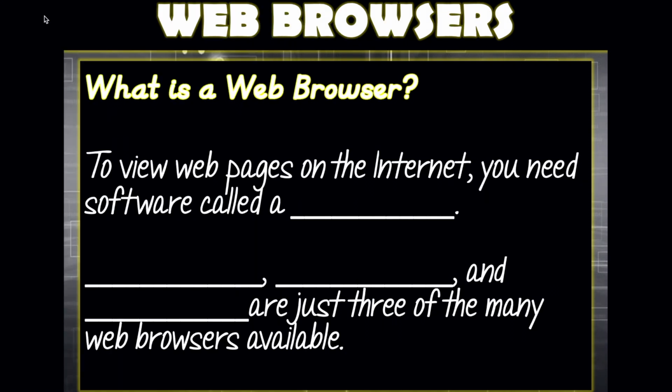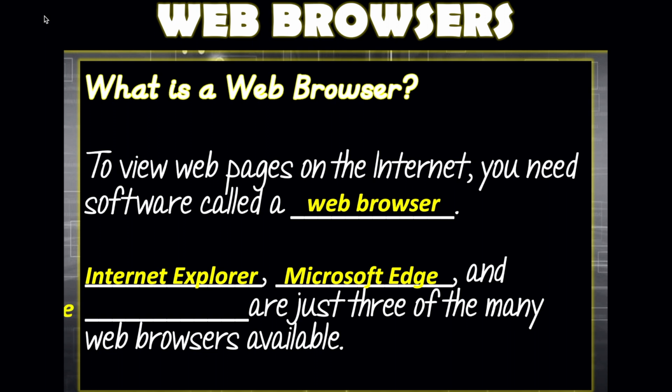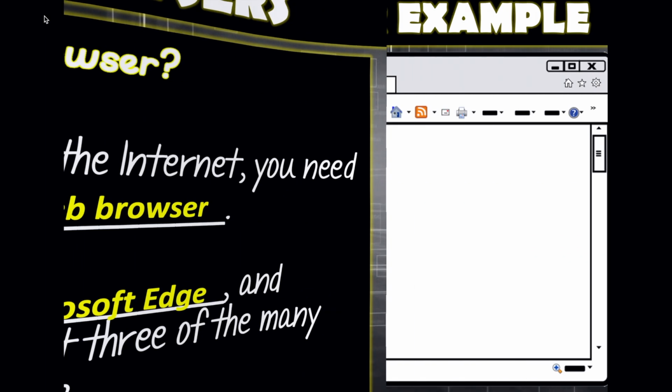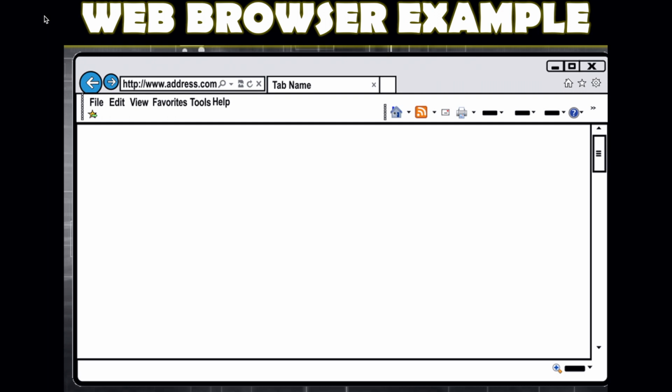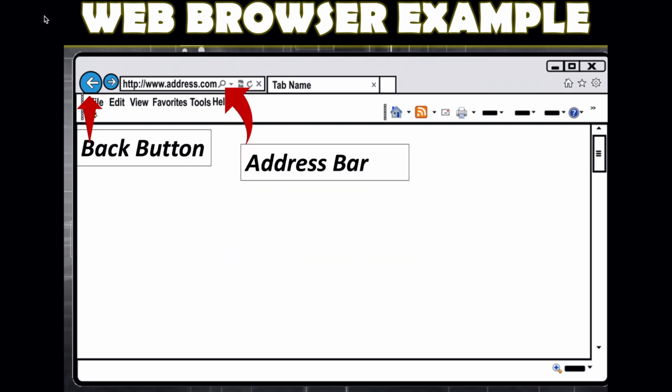What exactly is a web browser? To view web pages on the internet, you need software called a web browser. Internet Explorer, Microsoft Edge, and Google Chrome are just 3 of the many browsers available. On a web page, if you were to click the back button on the browser, then you will go to the page you were on prior to the current page. The address bar is where a web page's address or URL is located. If you click on the Home button, it will take you back to the web browser's home page.